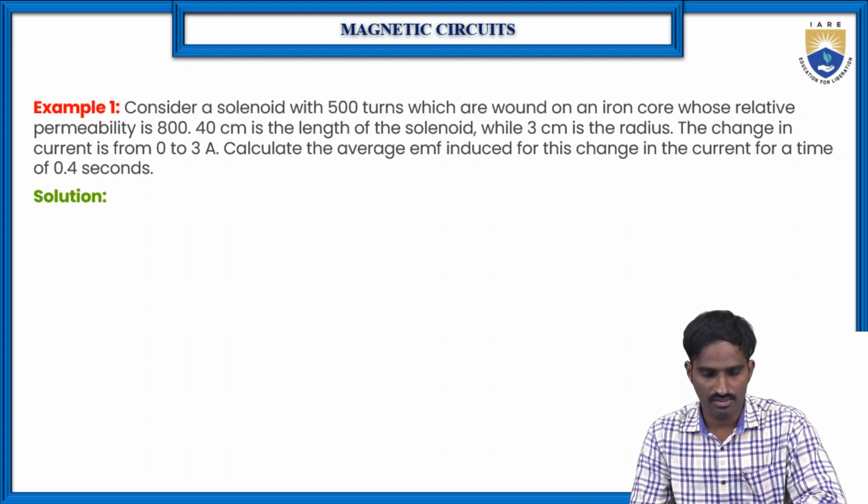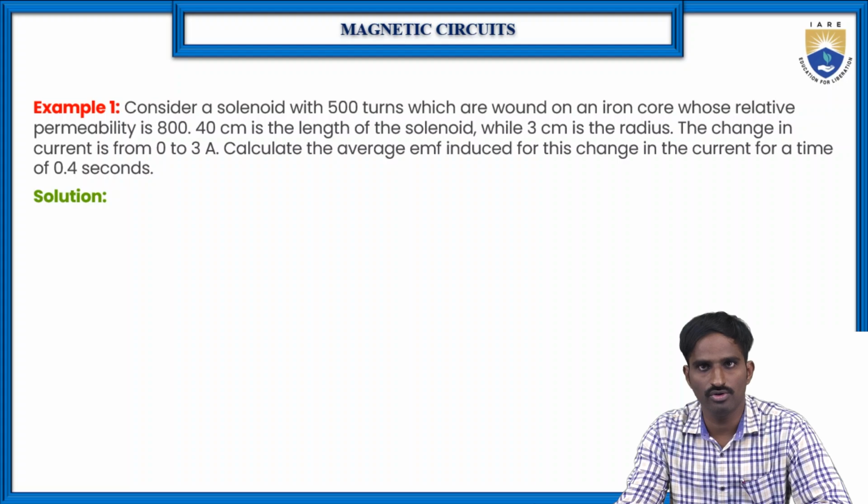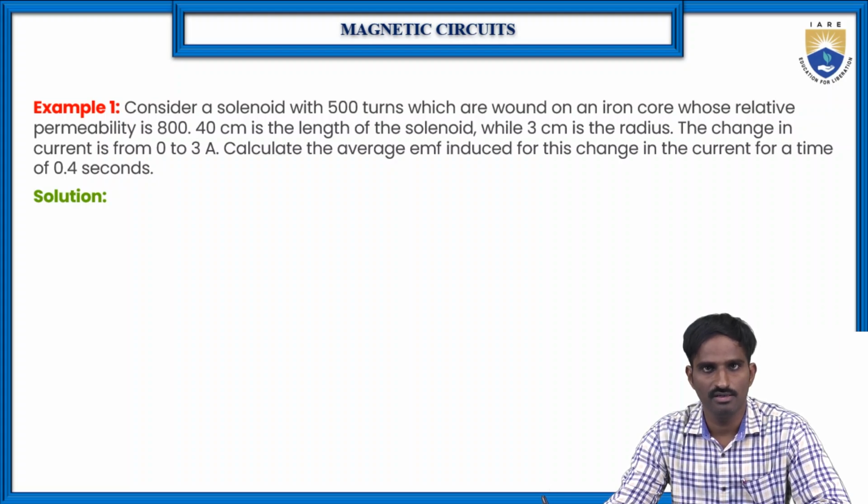So here let me read first the problem. Consider a solenoid with 500 turns which were wound on an iron core whose relative permeability is 800. 40 centimeters is the length of the solenoid, and 3 centimeters is the radius. The change in current is from 0 to 3 amperes, which means delta I is 3 amperes. Calculate the average EMF induced for this change in the current for a time of 0.4 seconds. So actually what they have asked is to calculate the average EMF induced in the coil.